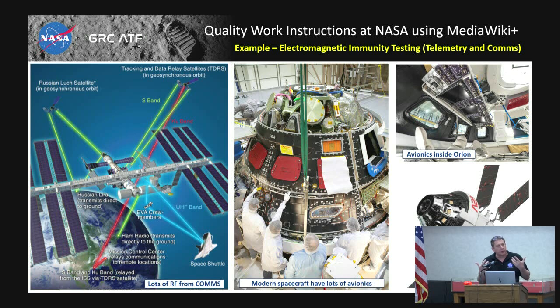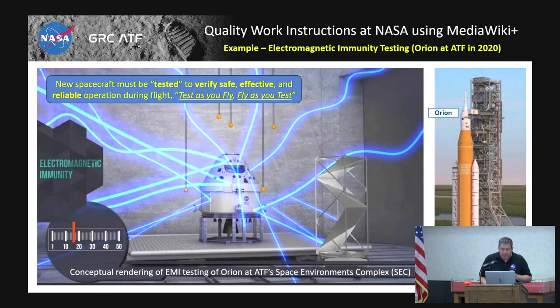If you remove the outer skin, what you'll find is there's a tremendous amount of what we call avionics. And that's just a fancy word for electronics that flies. So if you take any kind of a computer and you add it to the spacecraft, it becomes avionics. So the spacecraft has lots of avionics. There's lots of avionics on the International Space Station. There's avionics inside the crew module. And all of that needs to be tested.